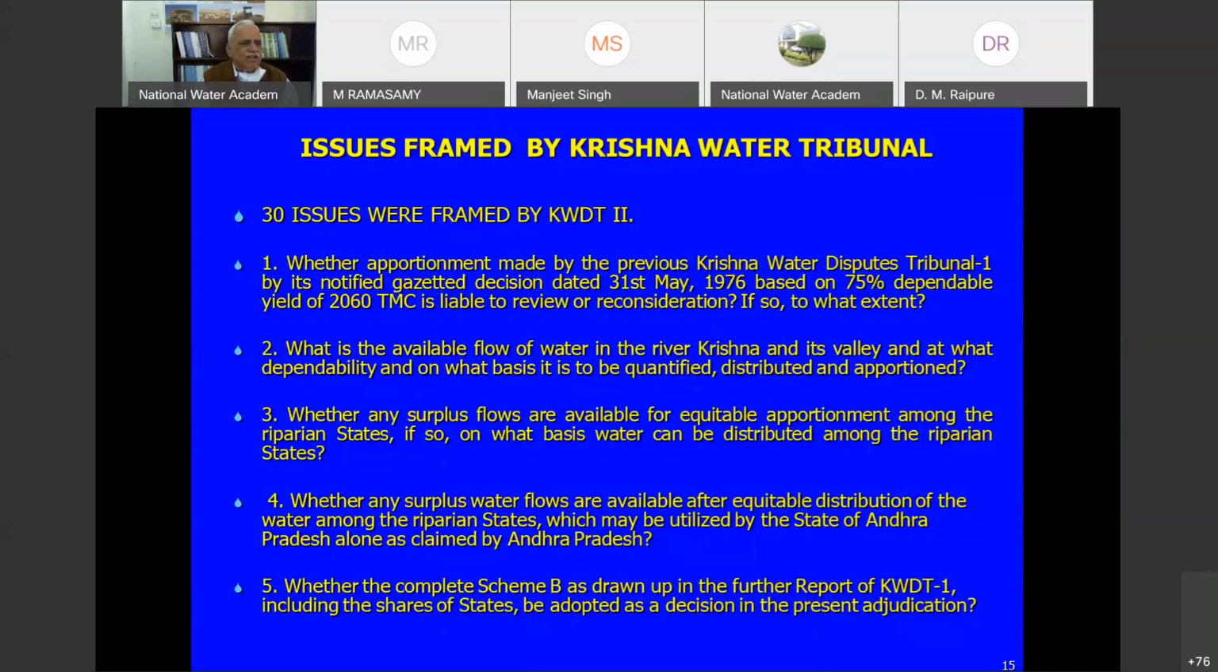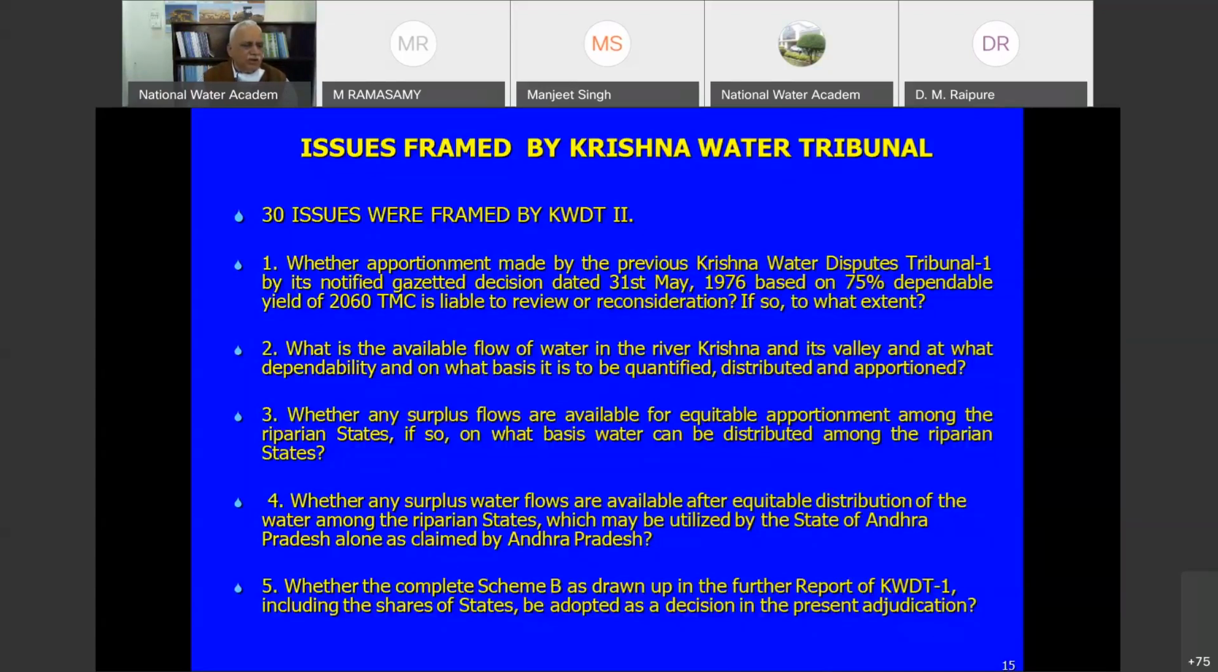Issue number 2 is what is the available flow of water in the river Krishna and its valley, and at what dependability and on what basis it is to be quantified and distributed, and whether any surplus flows are available for equitable apportionment among the riparian states. If so, on what basis water can be distributed among the riparian states. Issue number 4, whether any surplus water flows are available after equitable distribution of the water among the riparian states, which may be utilized by the state of Andhra Pradesh alone, as claimed by Andhra Pradesh.